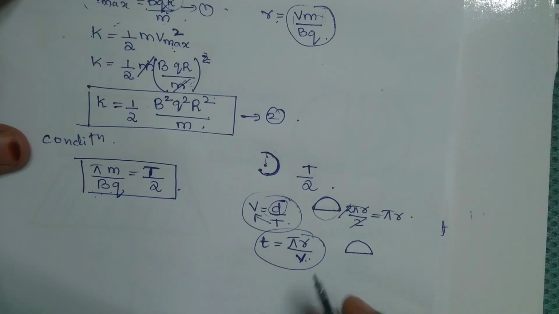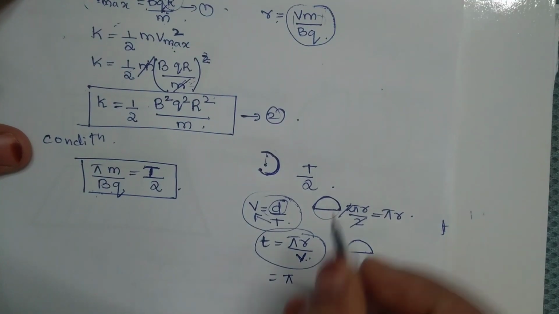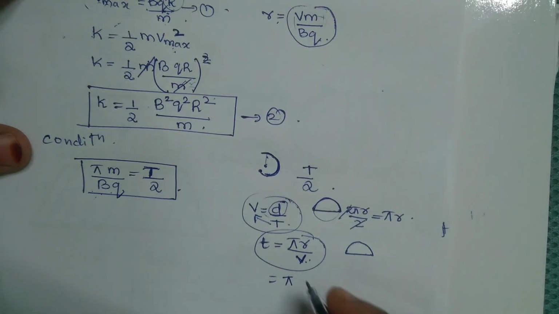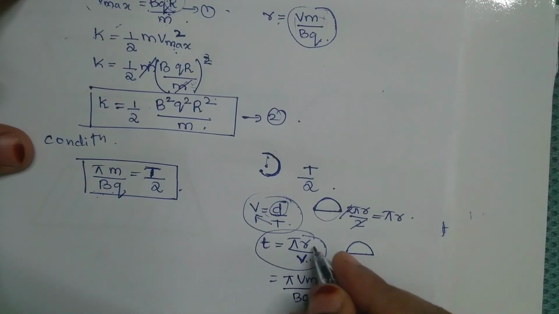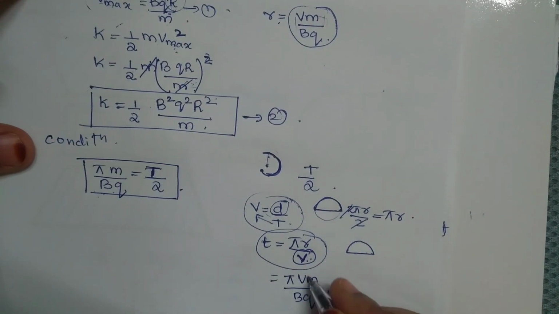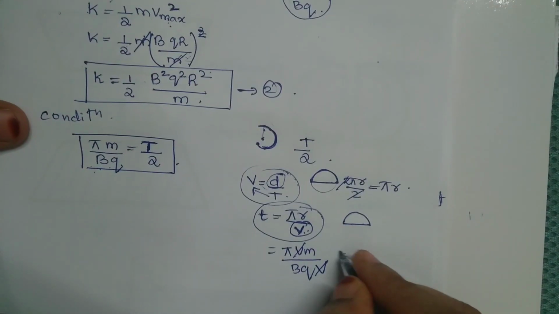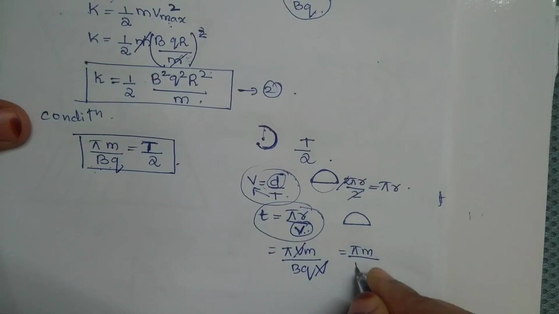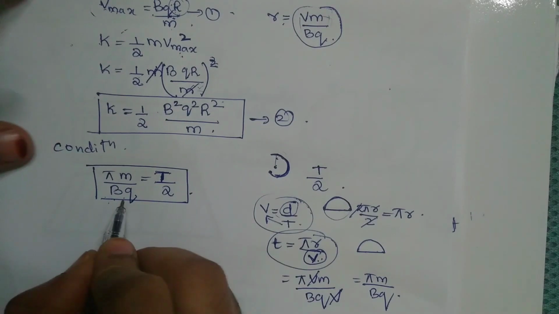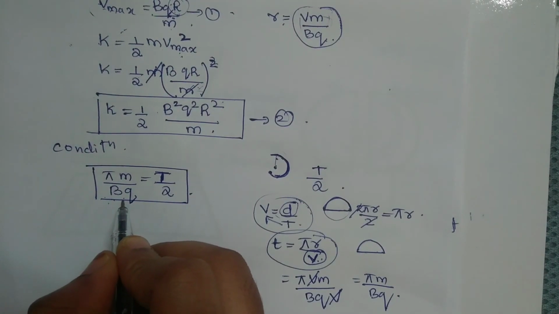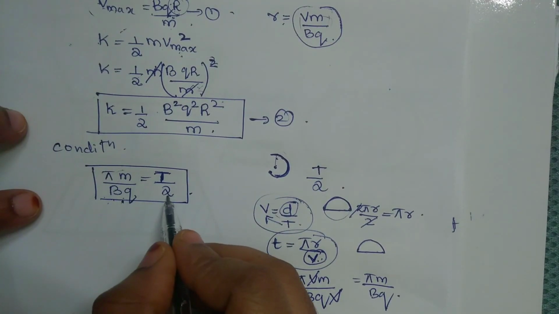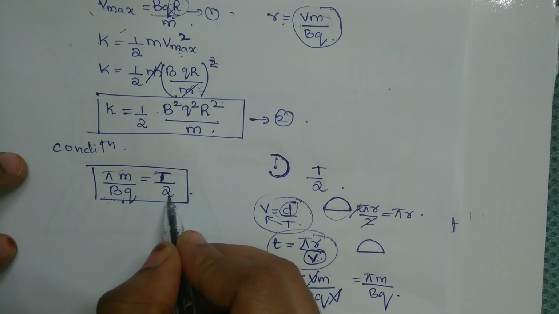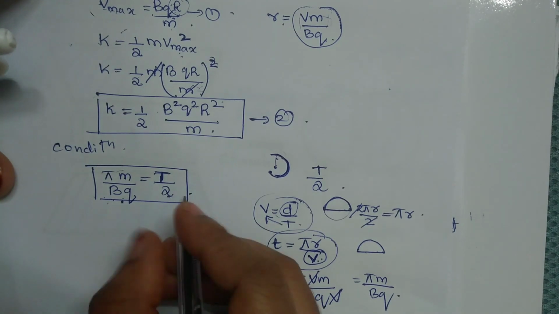If you substitute in this equation, we will get pi into r, that is Vm divided by bq, and we have here v. So this v and this v get cancelled, we'll get pi m by bq. Hope you have understood this. Therefore we can say that the time taken to travel in a semicircular orbit is equal to half of the period of the oscillation of the applied high frequency oscillator.